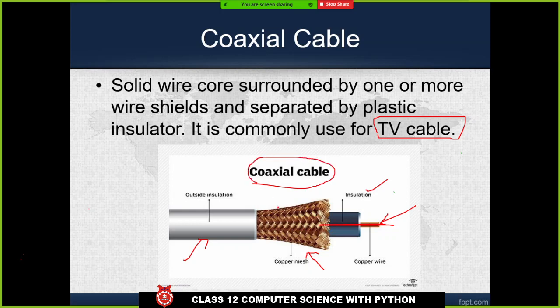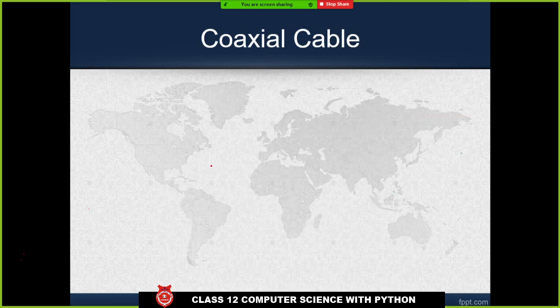In coaxial cable, the innermost is copper wire, and there will be two insulations, okay, and which separate. That means signals went through the copper wire in the middle as well as in the copper mesh. Okay, this is known as coaxial cable, and it is mostly used in TV connection. If you cut a TV cable, you will see these types of cable, which is known as coaxial cable.